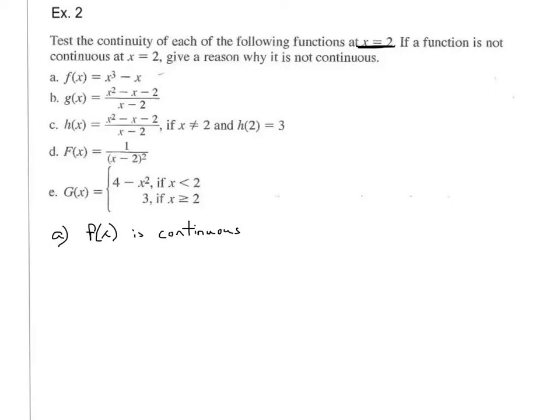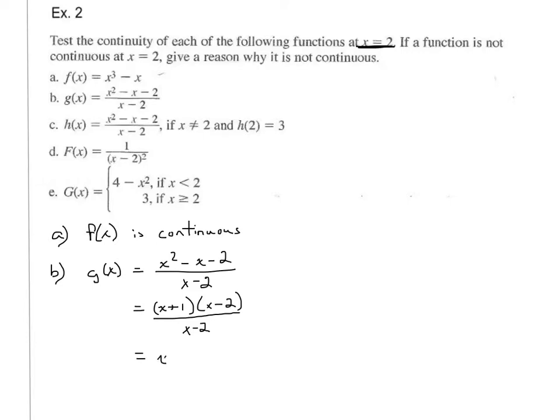And of course, this is a nice polynomial function, no breaks, and we're good to go. What about g of x? Well, g of x, which is x squared minus x minus 2 all over x minus 2, breaks apart into x plus 1 times x minus 2 over x minus 2, which of course leaves us with x plus 1, but remember, x cannot equal 2.